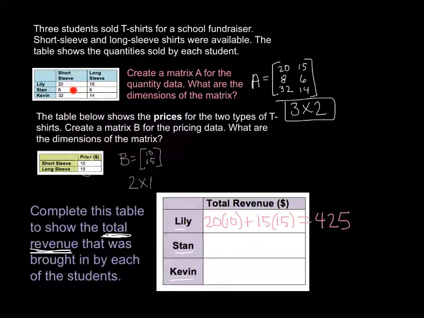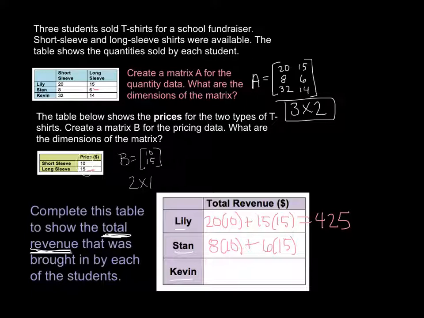All right, now let's look at Stan. We're going to do the same process. He sold 8 short sleeve shirts at the price of $10, so we just have to multiply those. That's 8 short sleeve times $10. He made $80 on just short sleeve. Now, same thing with long sleeve. We're going to go 6 long sleeve times 15.